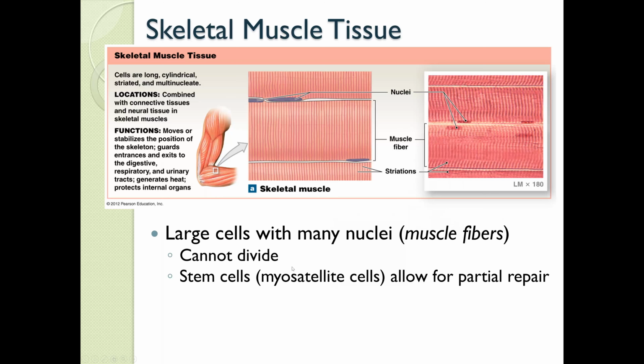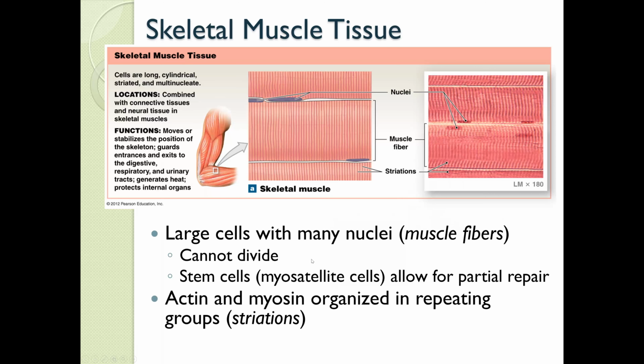Skeletal muscle cells cannot divide. However, there are some stem cells in your skeletal muscle organs called myosatellite cells that allow for partial repair of torn or damaged muscle tissue, but it is limited in how much can be repaired.